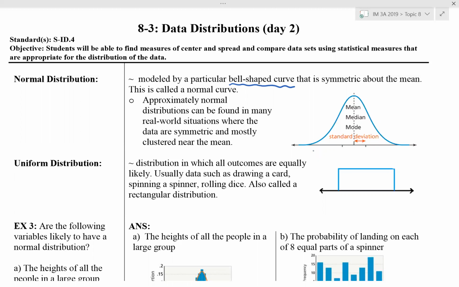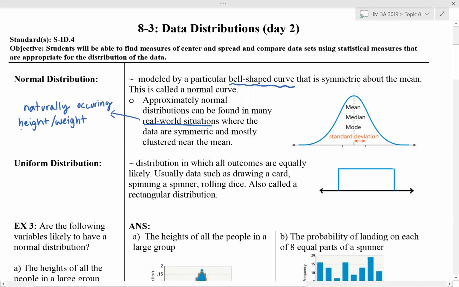Approximately normal distributions can be found in many real-world situations. Think about these as things that are naturally occurring. Thinking about it as like height and weight measurements, and other measurements of really animals, or plants or any kind of living thing. So something that isn't man-made. Think about it that way.